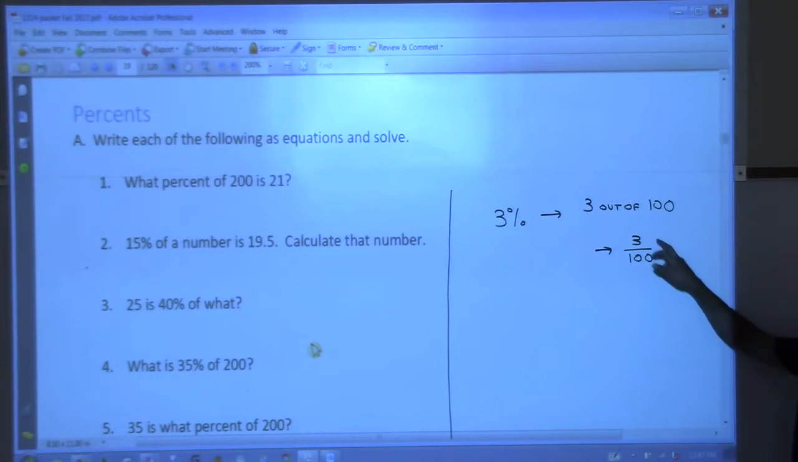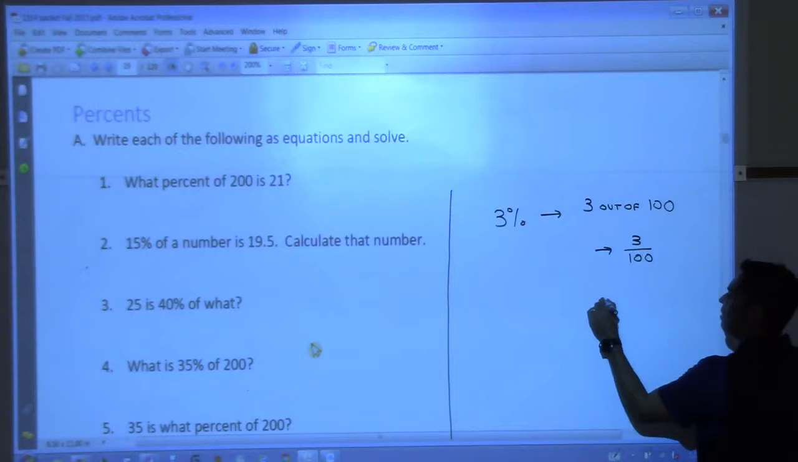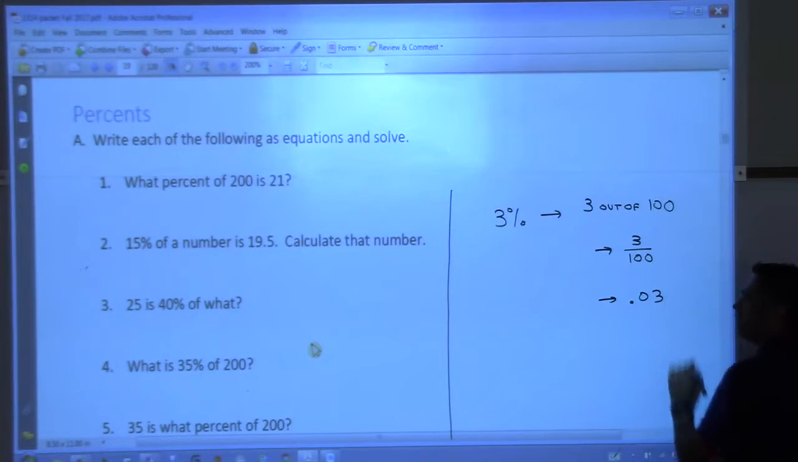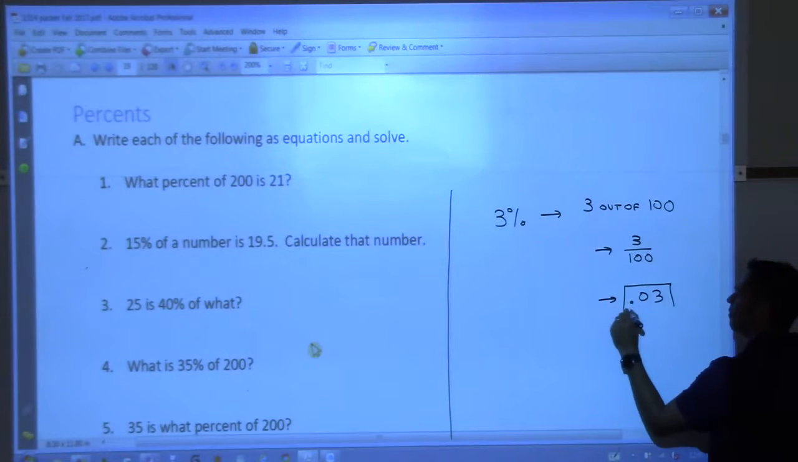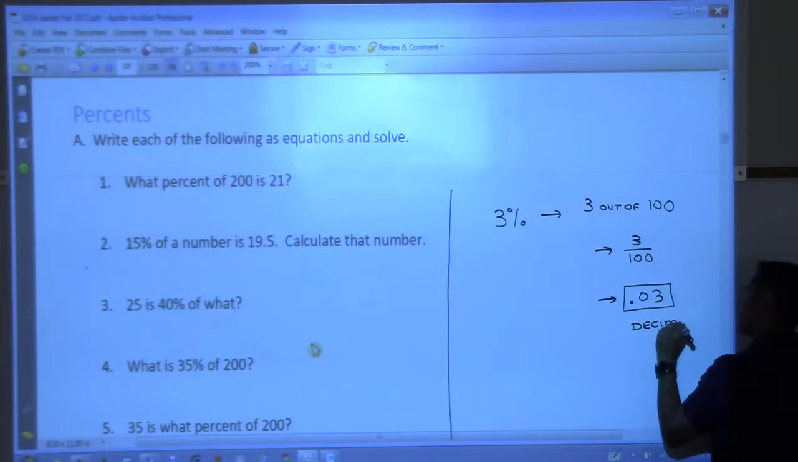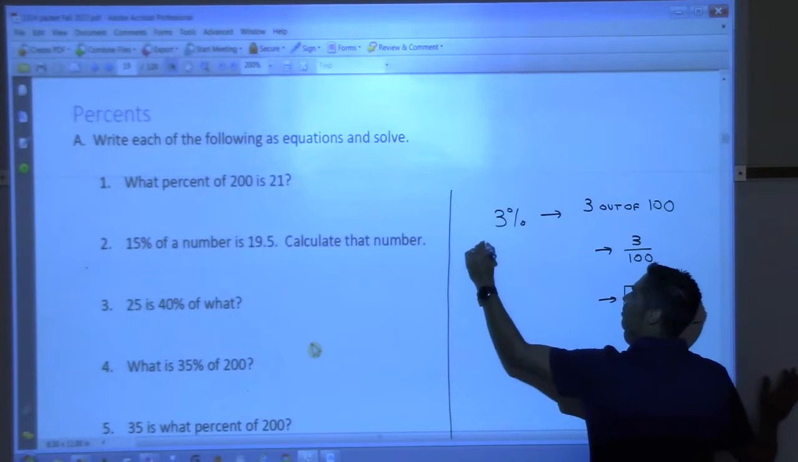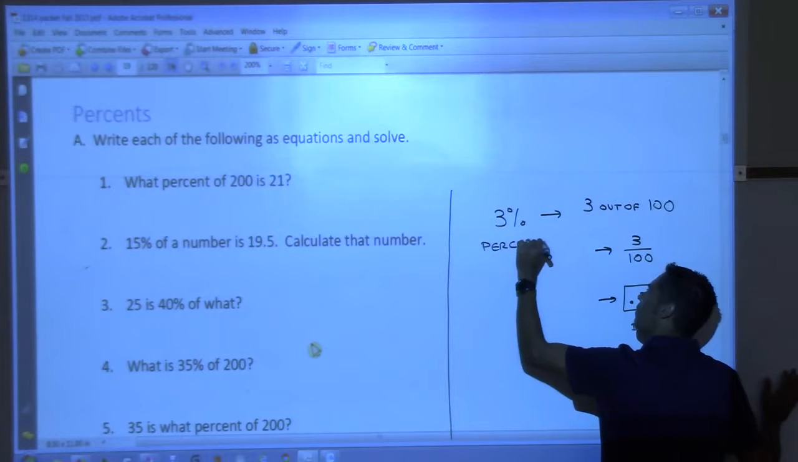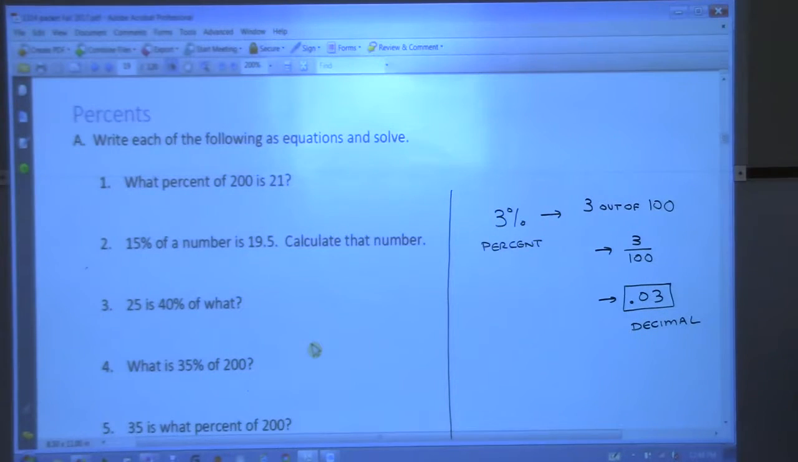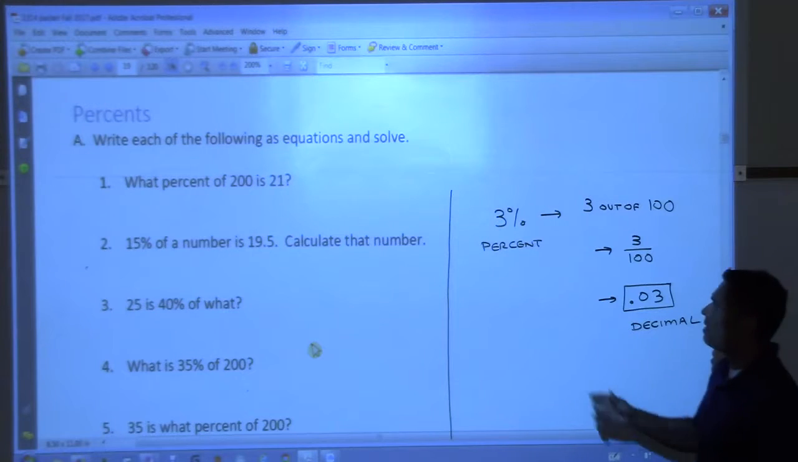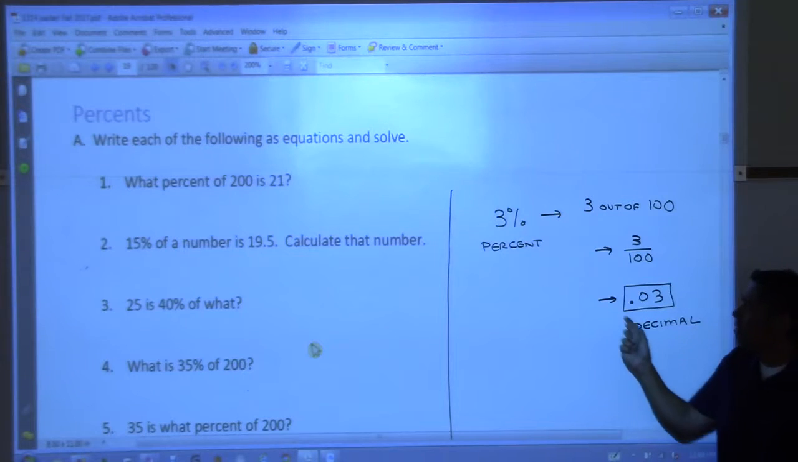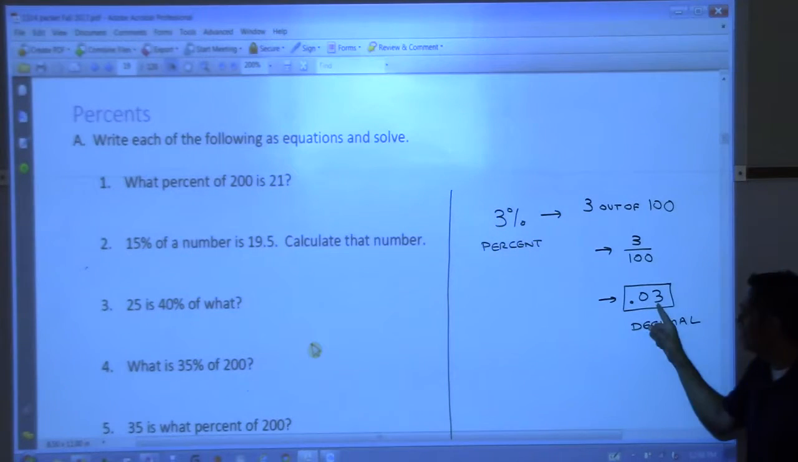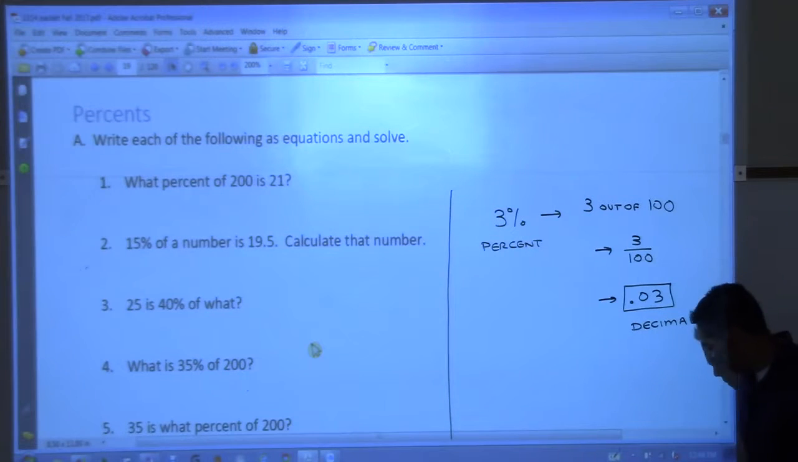If you get on your calculator and take 3 and divide it by 100, you're going to get the answer 0.03. So this form right here is the decimal form, and this, of course, is the percent form. What you need to know as we move through these problems is that if somebody gives you a percentage, it means this fraction.